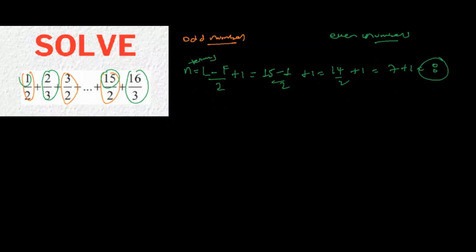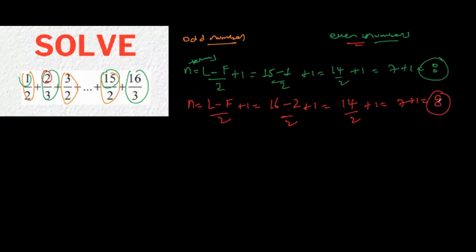And for the even numbers, you are going to do the same thing. n is equal to last term minus first term over 2 plus 1. The last term is 16 and the first term is 2, because for the even numbers, over 2 plus 1. So this will be 14 over 2 plus 1, which is just 7 plus 1, and it will be 8, right? Then after that, you have to sum up the even numbers.